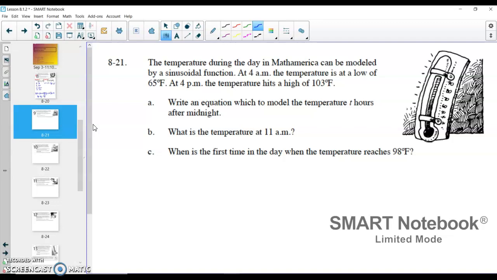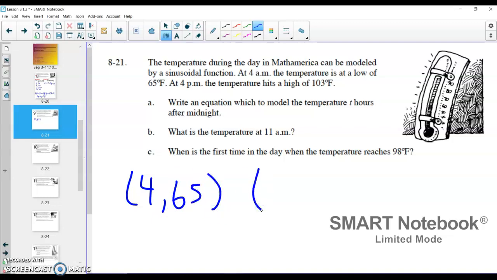So here in 8-21, the temperature during the day in Math America can be modeled by the sinusoidal function, sine or cosine. At 4 a.m., the temperature is at its low, and at 4 p.m., the temperature is at its high. Write an equation that models t in hours after midnight. So like t equals 0 would be midnight. And so like t equals 4, that would be 4 a.m. And that's what I'm going to use. And so at 4, I'm at my low point, and that is at 65 degrees.